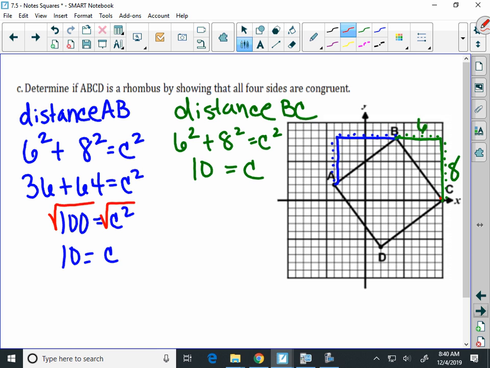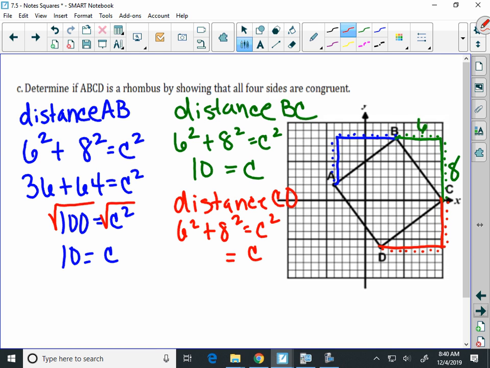Let's look at the Pythagorean theorem for CD. So the distance of CD, we're going to find it remarkably familiar. 1, 2, 3, 4, 5, 6. 1, 2, 3, 4, 5, 6, 7, 8. 6 squared plus 8 squared equals C squared. Again, we've done the math. It's in blue. We get C equals 10.